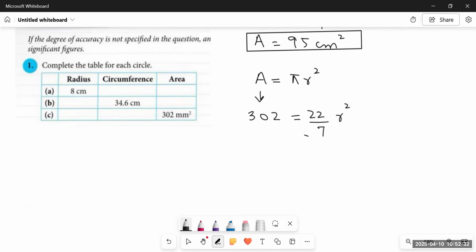Next, what we have to do, we will have to remove 22 upon 7 from here. So it becomes 302 multiplied by 7 upon 22 is equal to r square. So first we are going to divide 302 by 22, and then we will multiply it by 7. So the answer would be 96.